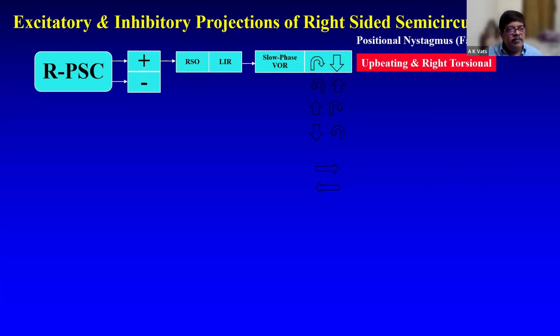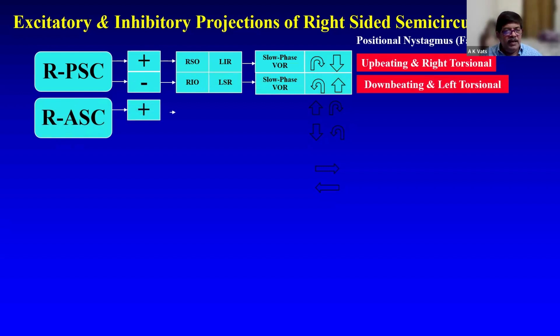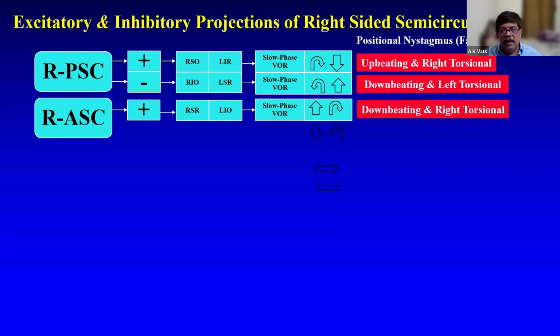The inhibitory projections of the right posterior semicircular canal are to the right inferior oblique and left superior rectus. Because of a slow phase VOR, which is upbeating and right torsional, the positional nystagmus is downbeating and left torsional. So the inhibitory projection, this is the apogeotropic variant where the torsional component is away from the involved ear, that is towards the healthy ear. The excitatory projections of the right anterior semicircular canal are to the right superior oblique, superior rectus, and left inferior oblique, and the positional nystagmus is downbeating and right torsional.